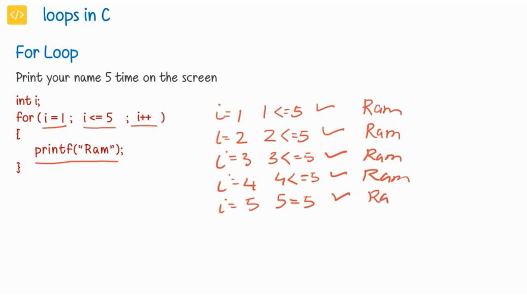Now I is again incremented by 1, so I is equal to 6. And 6 less than or equal to 5. This condition is false. So your name will not be printed on the screen. Now for loop execution will stop and it will come out of the loop. It will continue further.